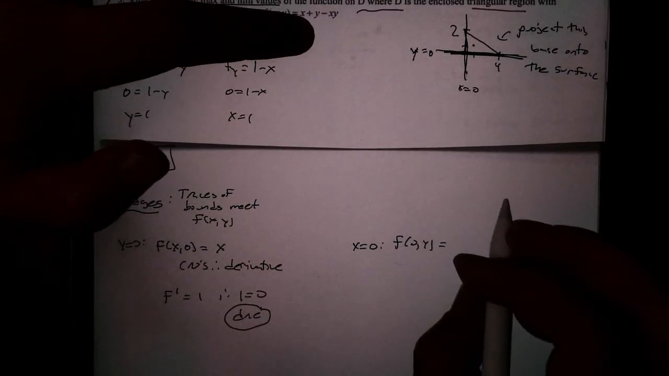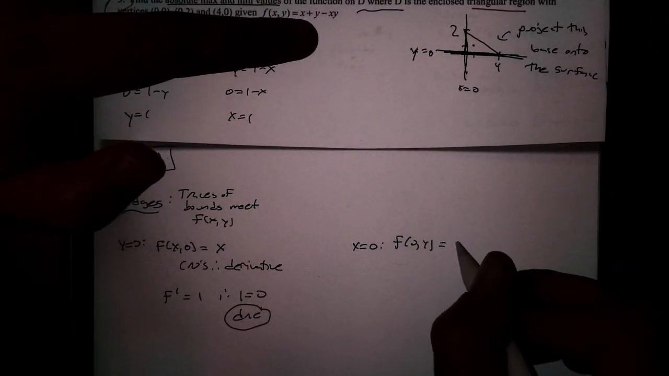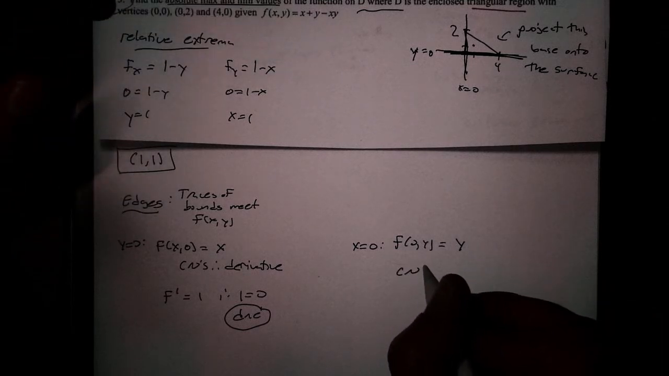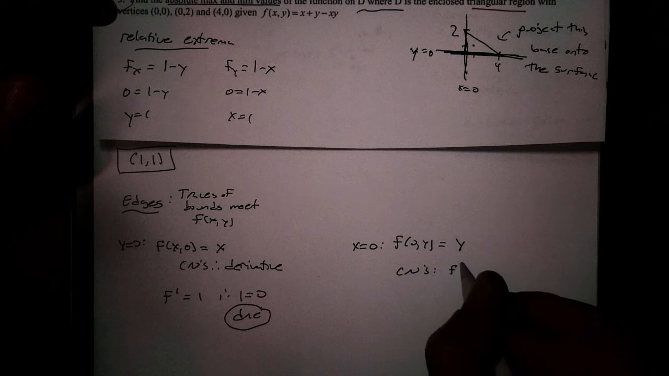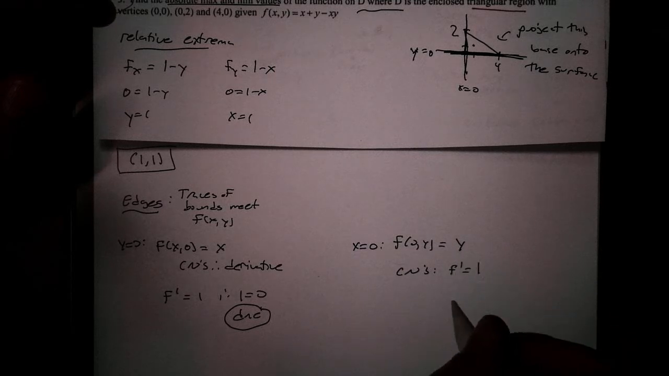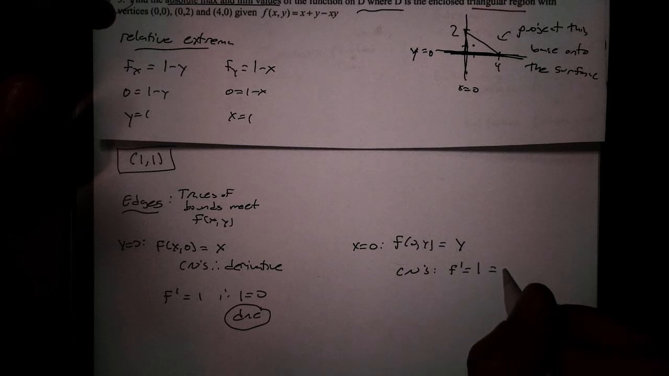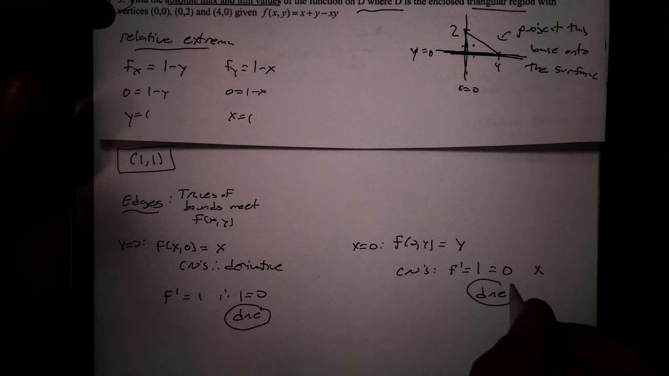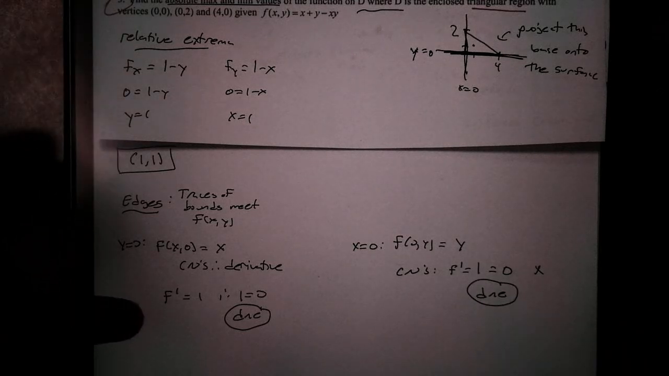And this becomes, if I let x be 0, we would get 0, we would get y, and again that just becomes 0. So again, find the critical number. We take our derivative with respect to y, and that's going to become 1. And again, if I set this equal to 0, that's never going to happen. So again, there's going to be no critical numbers or critical points on that edge as well.